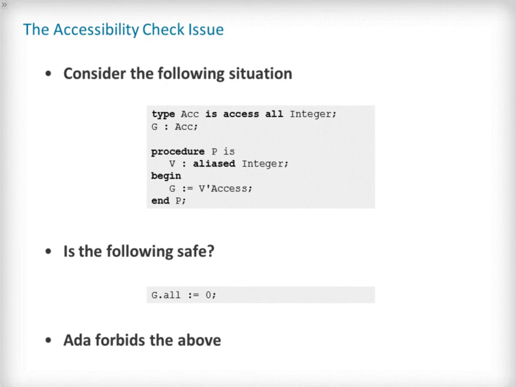Ada actually forbids this code due to a breach in the rules for accessibility levels. The lifetime of G exceeds that of the stack object V declared within the procedure P. When procedure P exits, the stack object V is no longer valid as the stack has been collapsed. Therefore, dereferencing G in an attempt to access V is invalid as the target object V is no longer in scope.